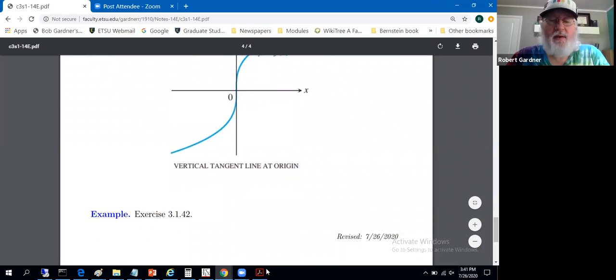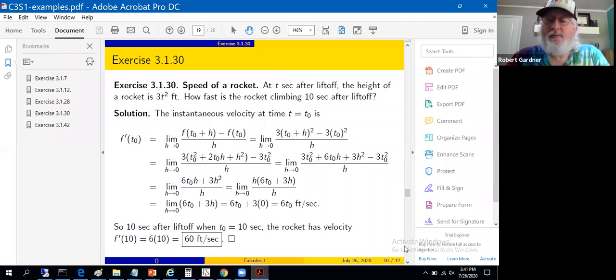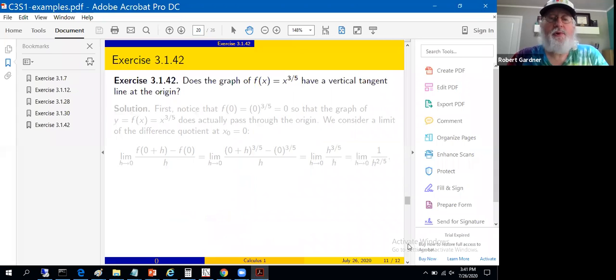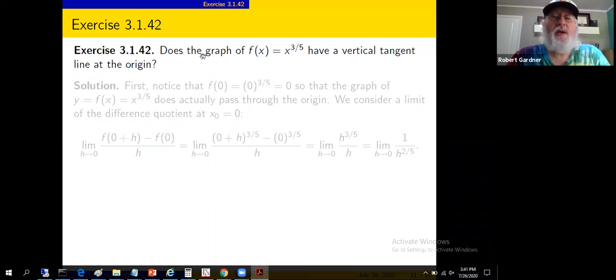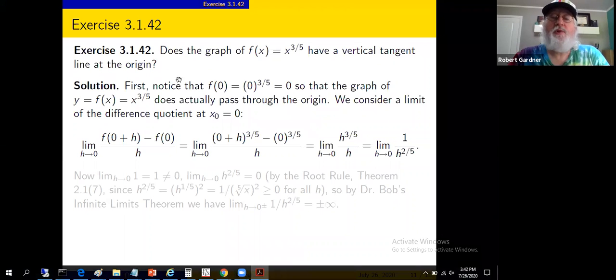Let's illustrate that with an example. Like in this section, it's significantly shorter than some of these recent ones we did, where we're asked the question, does the graph of f of x equals x to the 3/5 have a vertical tangent line at the origin? Okay, well, first off, if you plug 0 in, you get 0 out, so it really does pass through the origin. Do you know what the graph of this function looks like?